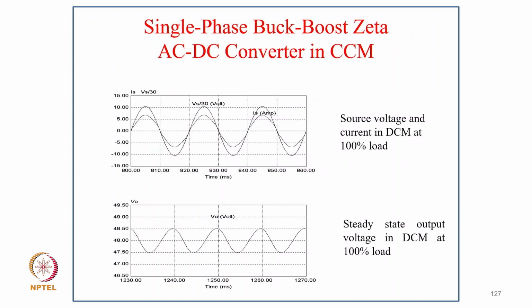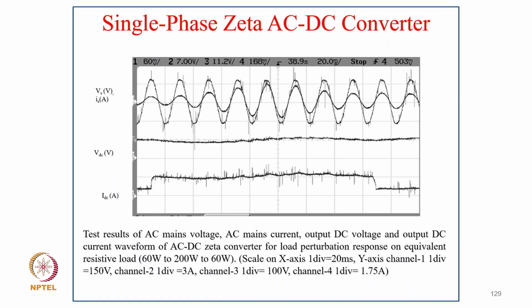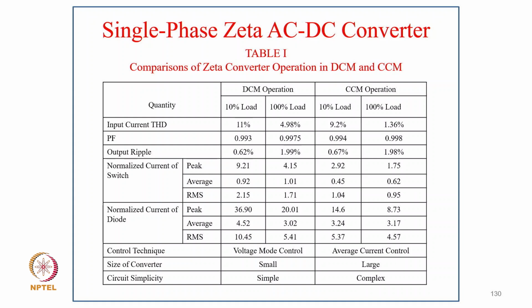And this is a typical case in DCM, showing the supply voltage, supply current, and the output voltage hardly varying, typically within 1%. And this is the case of CCM, the performance of input voltage, input current, and output voltage. And this is a case of experimental results. You can see the input supply voltage and input current. When the load is increased, the supply current increases, and on load removal, the supply current reduces. But the power factor is generally maintained. We can see the supply current. This is the typical relative performance, where of course the THD is a little lower in case of CCM.